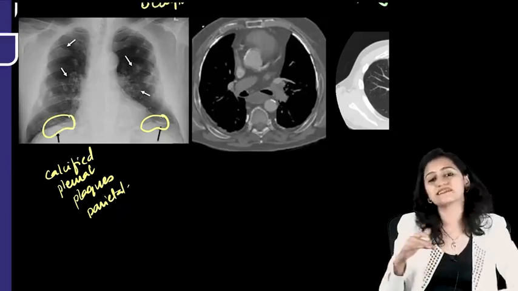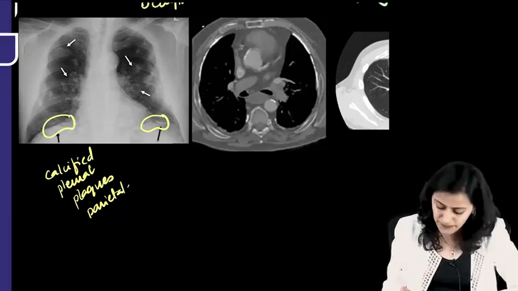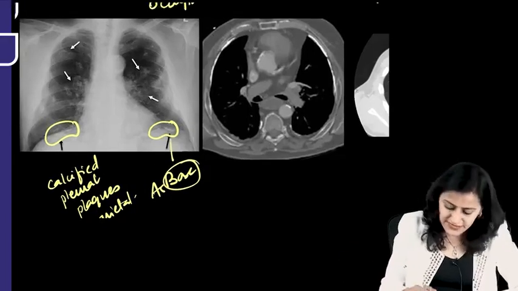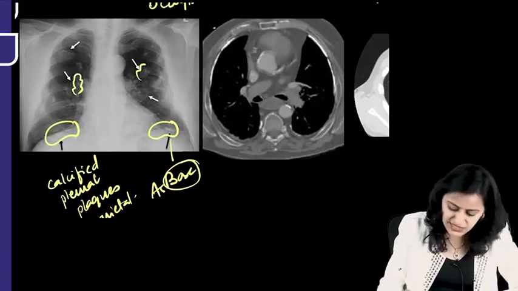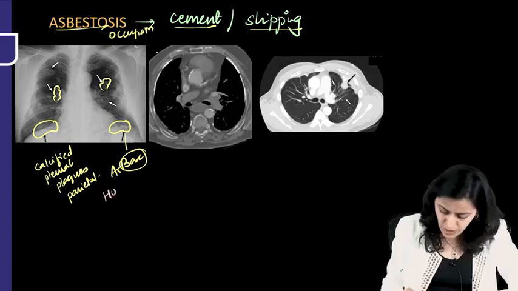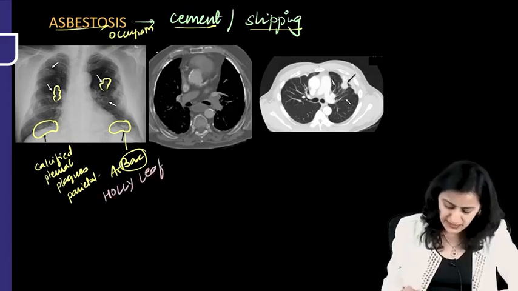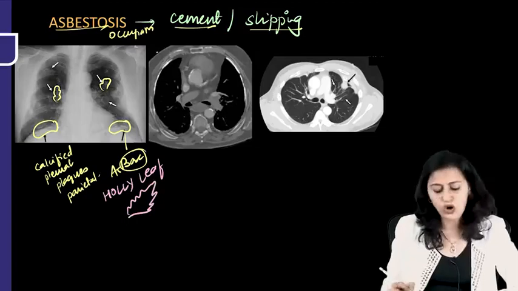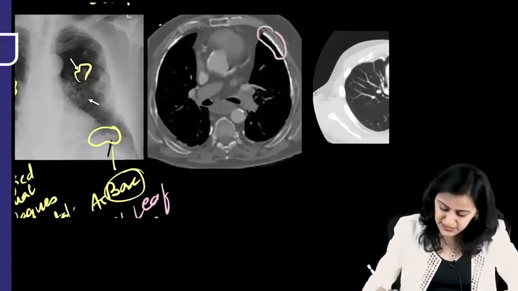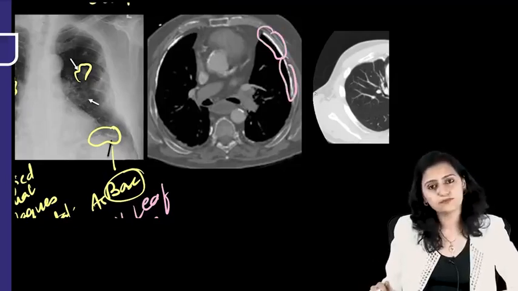The calcified plaques commonly involve the diaphragmatic pleura, affecting the base of the lung more commonly, the lower lobes more commonly. These irregular pleural plaques give a sign called the holly leaf sign. Okay, the pleural plaques appearing like a holly leaf. These calcified pleural plaques can be well seen on the CT. Look at the calcification along the pleura.